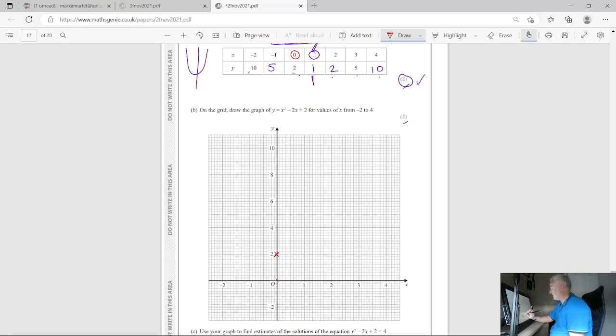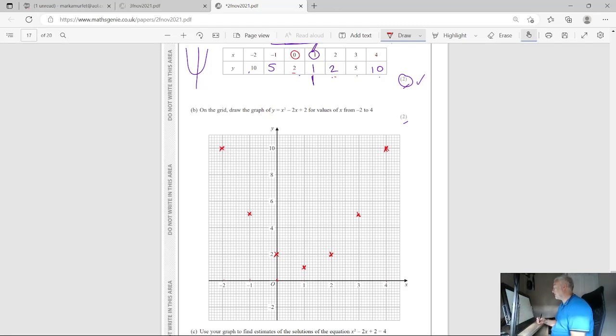So it's going to be that point there. When x equals 1, y equals 1. When x equals 2, y equals 2. When x equals 3, y equals 5, so I'm going to go halfway between 4 and 6. When x equals 4, y equals 10. And then going down to the negatives, when x equals -1, y equals 5. When x equals -2, y equals 10.